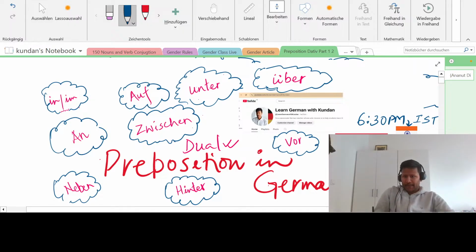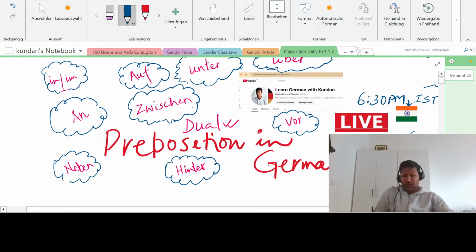Whatever you see here, these are dual prepositions. Sometimes they will be in accusative, sometimes in dative. Here we will understand when they are in dative and when in accusative, and then we will form sentences using all this. These are so important that in every sentence that you use, you will come across these prepositions. So let us first start with this table.